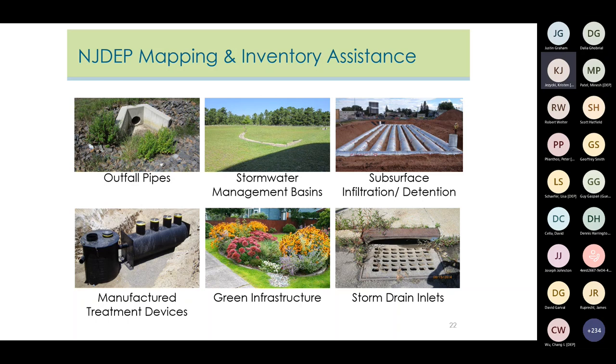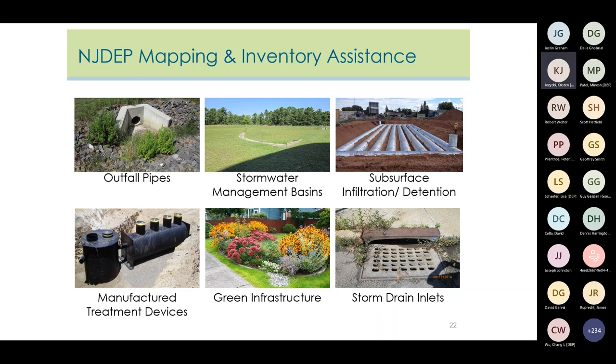Now that we've gone through all of the permit requirements and reasons to map, I'll get into how the department is assisting permittees with mapping. The department has created a geodatabase template and associated data dictionary for 7 stormwater features. So those features currently include outfall pipes, stormwater management basins, subsurface infiltration and detention features, manufactured treatment devices, green infrastructure, storm drain inlets, and culverts.